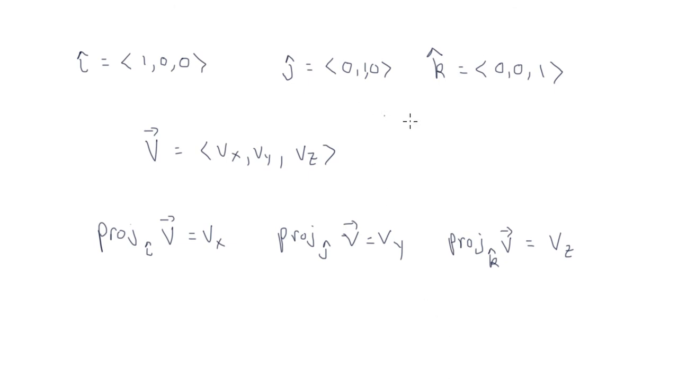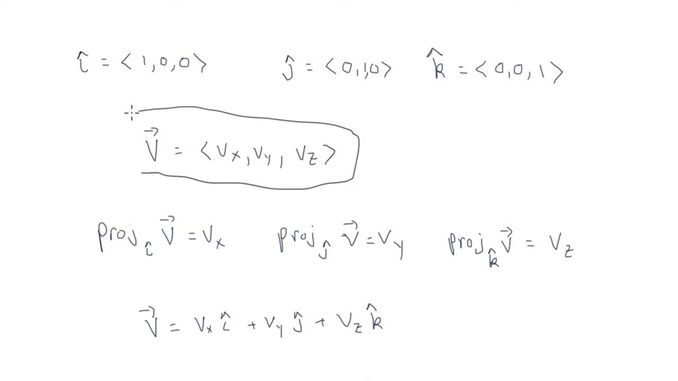And I just want to give a chance to introduce this notation, because sometimes you'll see vectors written like this. So vx i hat plus vy j hat plus vz k hat. And that really means the same thing. I just prefer this notation over this notation. But they're really exactly the same thing.